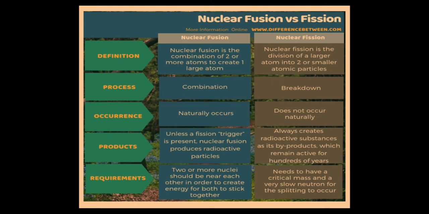Requirements: fusion needs two or more nuclei to be near each other in order to create energy for both to stick together. Fission needs to have a critical mass and a very slow neutron for the splitting to occur.